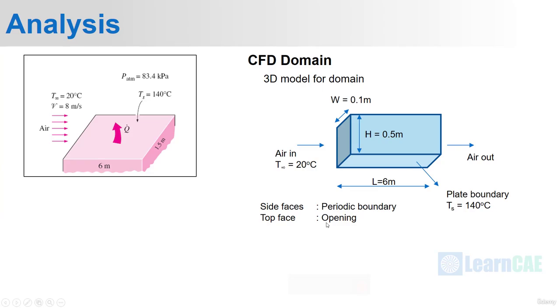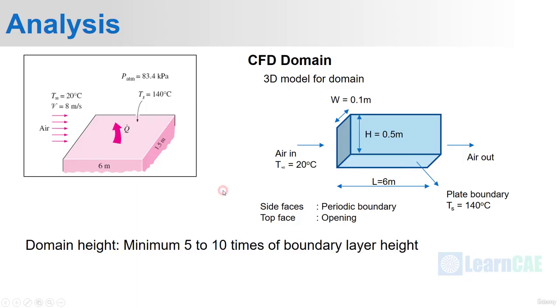The domain details are given here. The overall length is 6 meter and the height is changed to 0.5 meter and the width is 0.1 meter. Air is flowing from left to right. The temperature is 20 degrees Celsius at the inlet and the plate boundary is in the bottom face. The temperature is 140 degrees Celsius. The side faces are given periodic boundary conditions and the top face is given opening condition.